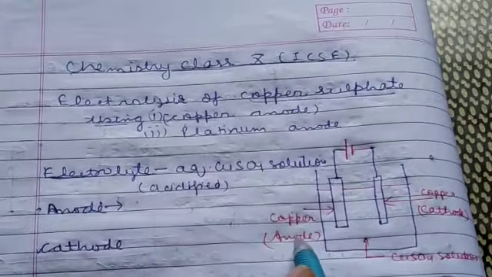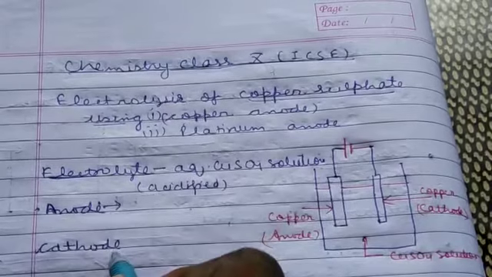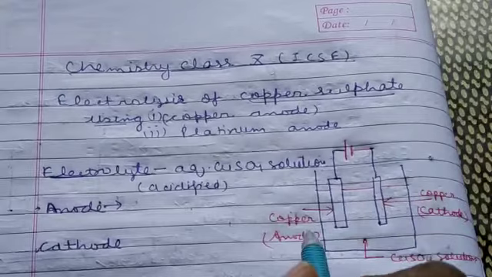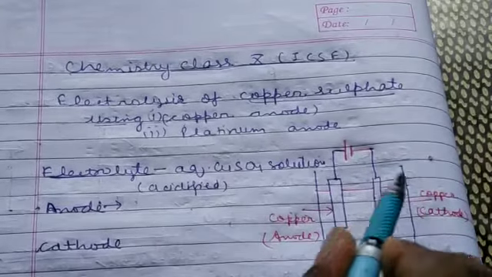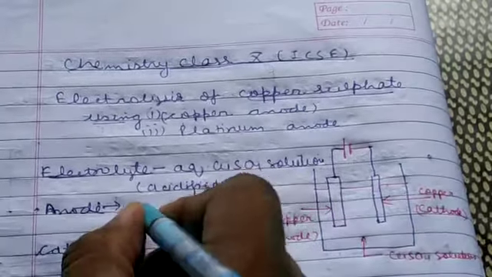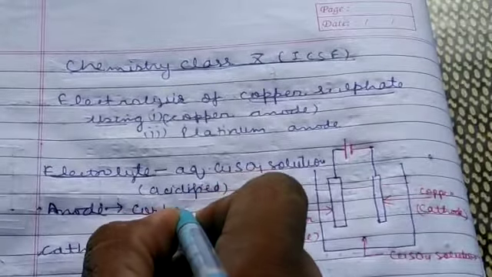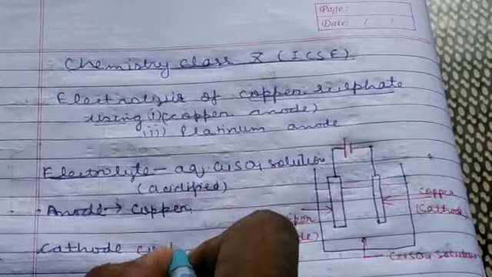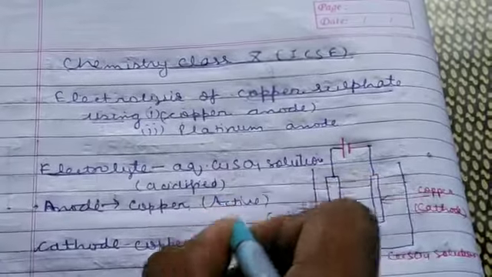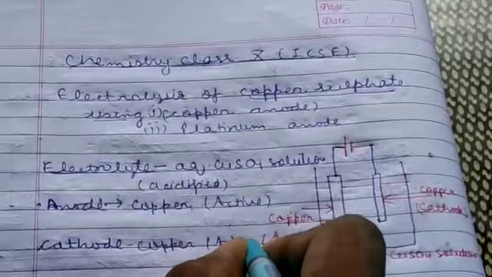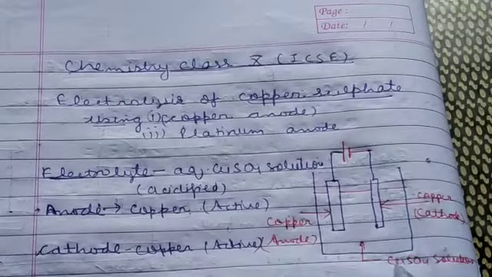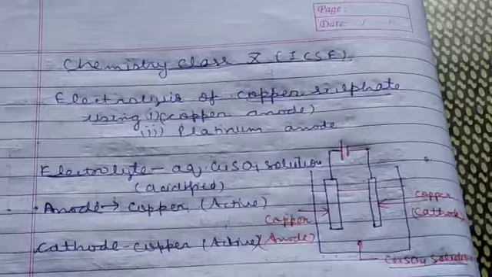Anode. Of what is the anode made? Here both of these two electrodes are made up of copper. In the first case you will use copper anode and copper cathode. In the second time you will use platinum anode and copper cathode. Here in the first case we are using copper electrodes, which are active in nature. And in this cell the electrolyte is copper sulfate solution.